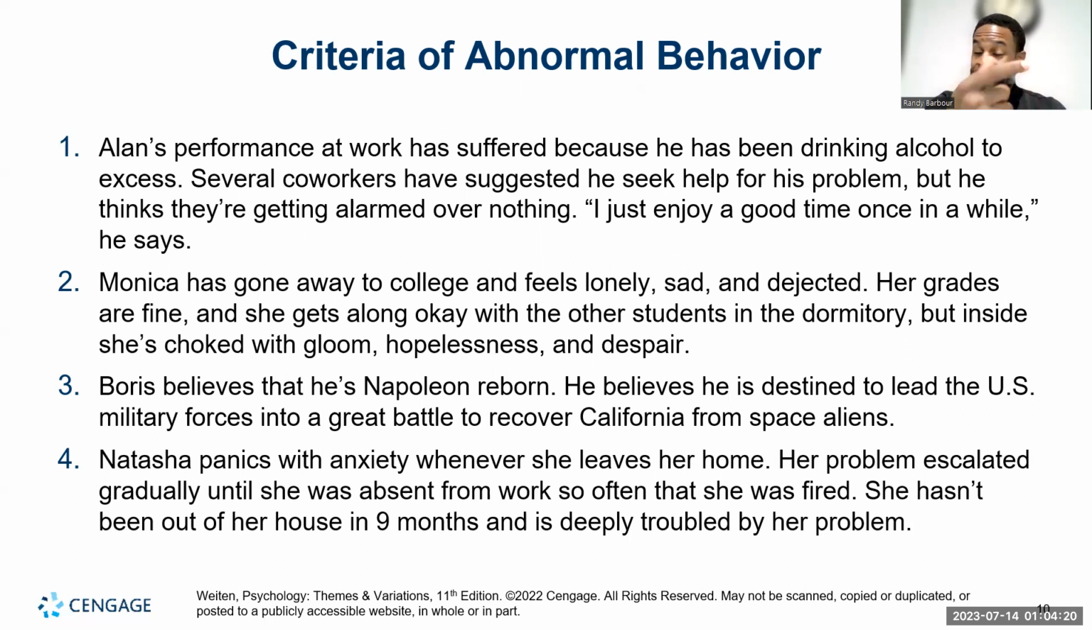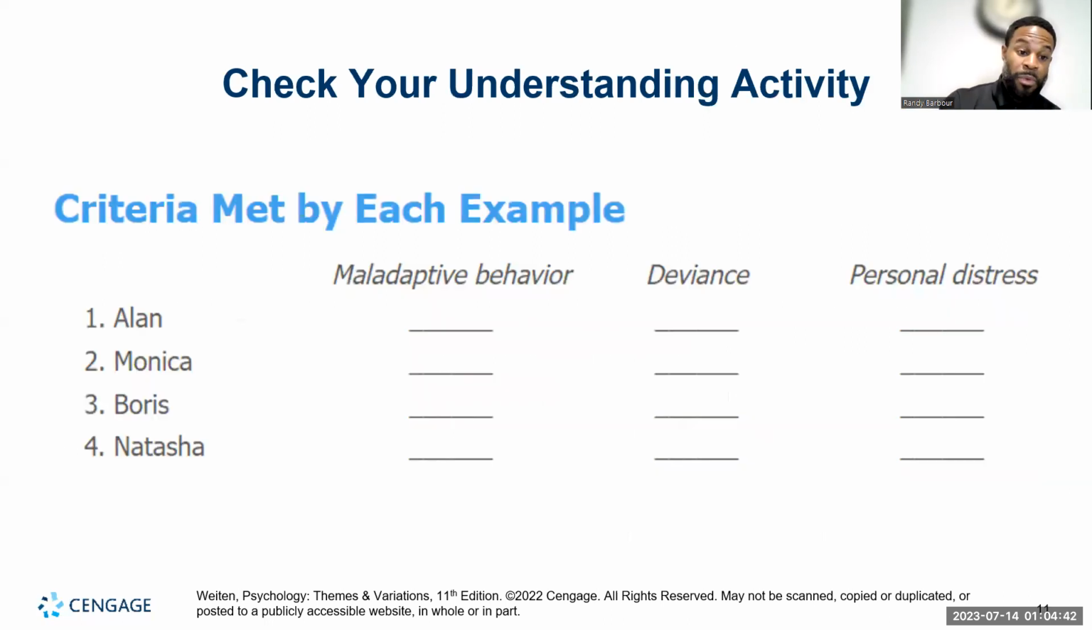So distress would be the only thing that I would check for the criteria, because again, her grades are fine. She's not exhibiting any maladaptive behavior, and she's not being deviant, because nobody knows how she's feeling, right? It's all on the inside. And that's what personal distress is. It's the stuff on the inside that's affecting us that other people may not see, but we do see and feel. Okay. So you can kind of write that out on an example if you need to.